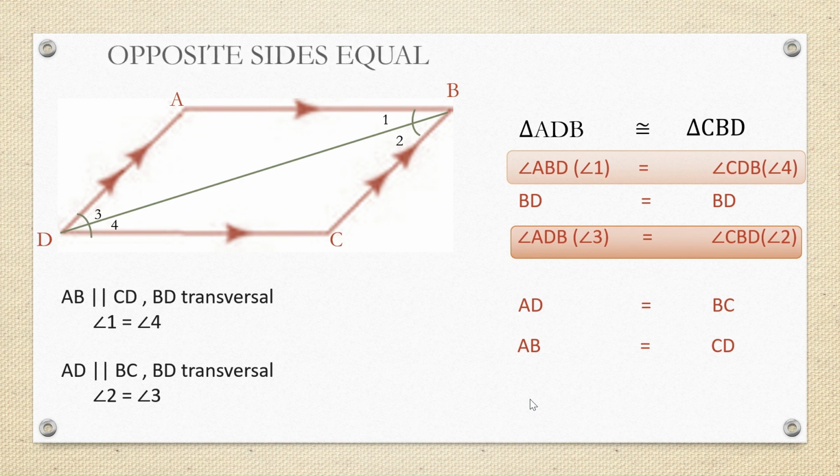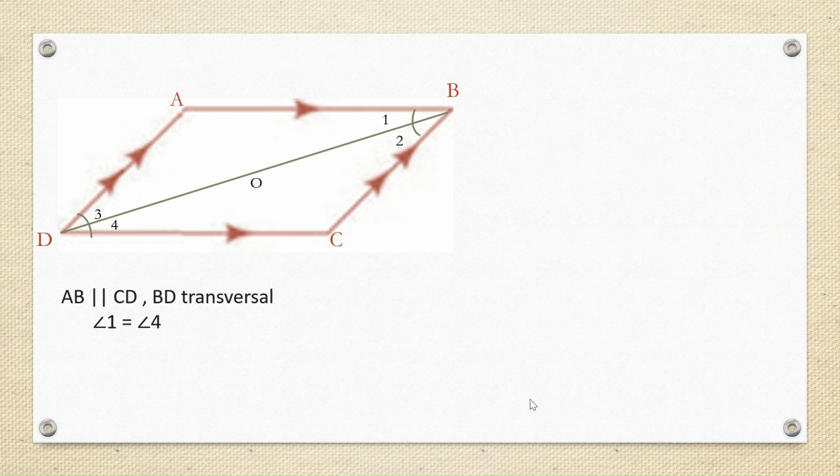Coming to the next property. Considering the same BD transversal and angle 1 equal to angle 4, now let us take the next diagonal, that is AC. When we use this diagonal, angle A gets divided into two parts, 5 and 6, and C gets divided into two parts, 7 and 8. For AC, considering the same parallel lines AB and CD, angle 5 and angle 8 form the alternate interior angles. So these angles have to be equal to one another. So angle 5 equals angle 8 considering the AC diagonal.